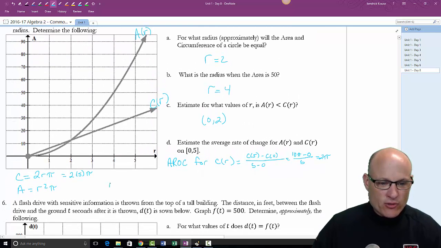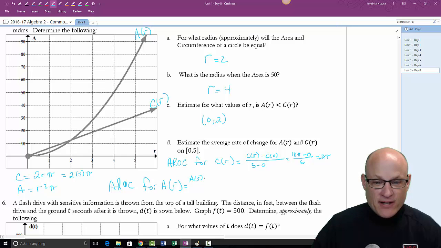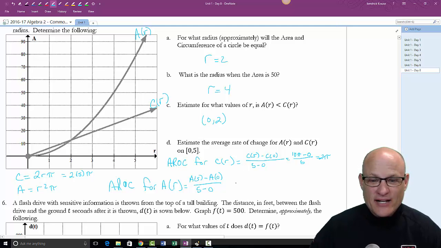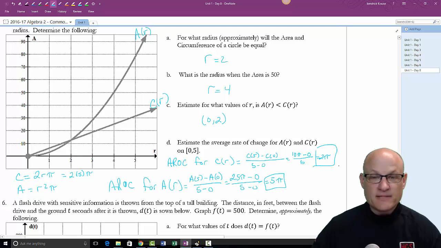And then the average rate of change, I'll start over here for this one. Average rate of change for area of R is going to be A of 5, area at 5, minus area at 0, all over 5 minus 0. Well, the area of a circle that has a radius of 5 is radius squared pi, which is 25 pi, minus 0, all over 5 minus 0, and that's 5 pi. That was a tricky question right there.